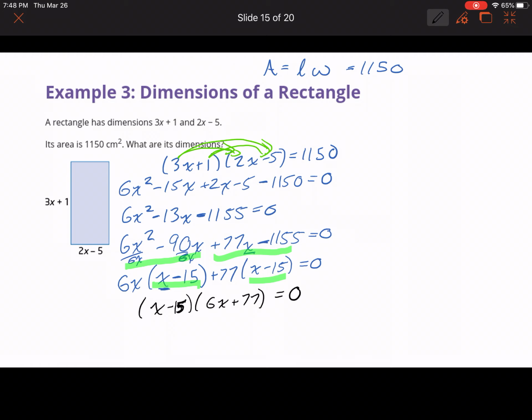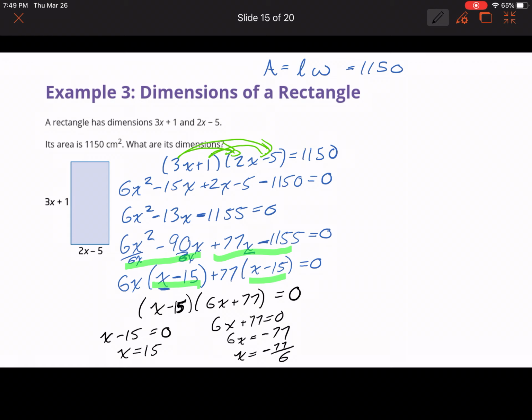So now we still need to solve for x. Still need to figure out what that is. So we need to pull them apart again. This is the basics. Everything else that we're doing has been from past questions, except for this part at the end. So we've done this in other places. So we end up with x equals 15, or x equals negative 77 over 6.